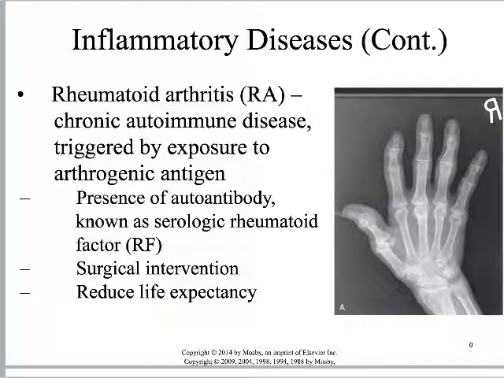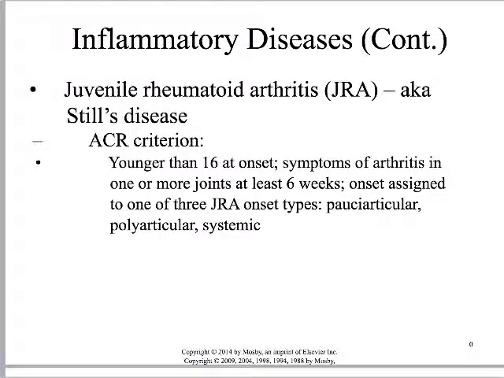So knowing that it's primarily affecting the patient's hands is significant. Making sure that the patient's age is recorded as well is also important. That's particularly true when we look at juvenile rheumatoid arthritis. This has specific criteria developed by the American College of Radiology. They need to be younger than 16 at onset. So again, recording how many joints are being affected by this, how long this has been going on, and whether it's just in one area or throughout the body is going to be helpful in guiding this diagnosis.